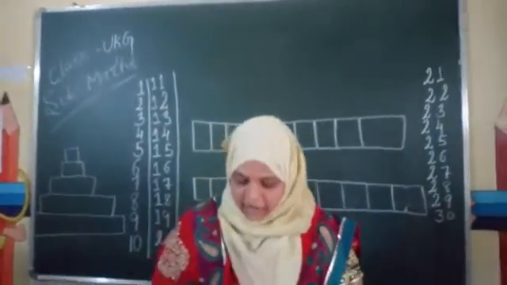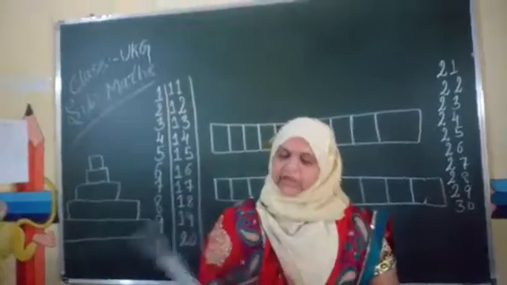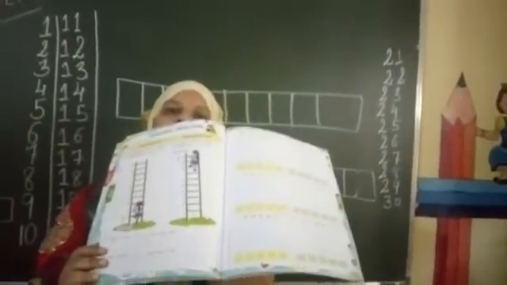Math subject. Okay, all of you open this Rise and Stand readers, page numbers 82 and 83. Open this, all of you. Okay, children. Here is ascending and descending. Ascending order and descending order.